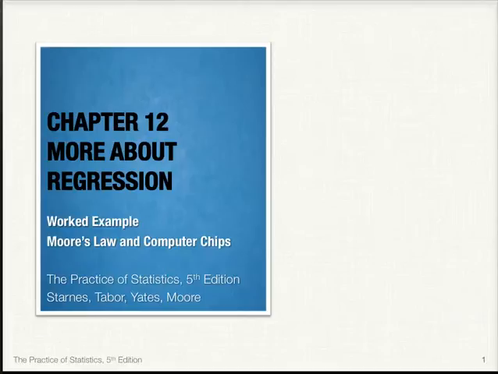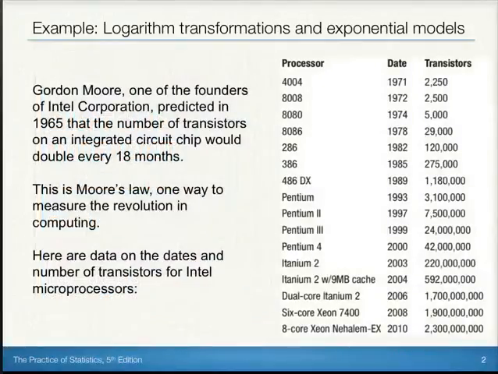In this example, let's take a look at logarithm transformations and exponential models. Now, Gordon Moore, one of the founders of Intel Corporation, predicted back in 1965 that the number of transistors on an integrated circuit chip would double every 18 months. This is what we call Moore's Law, and it's one way to measure the revolution in computing.